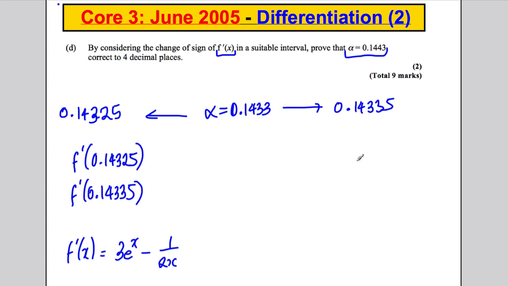Okay, so you are going to put that in your calculator and work it out. So it would be 3, negative 0.0007 it would be, and the other one would be 14335.